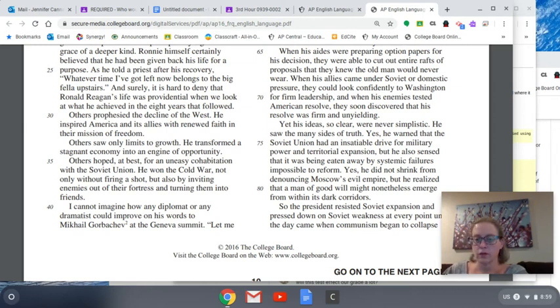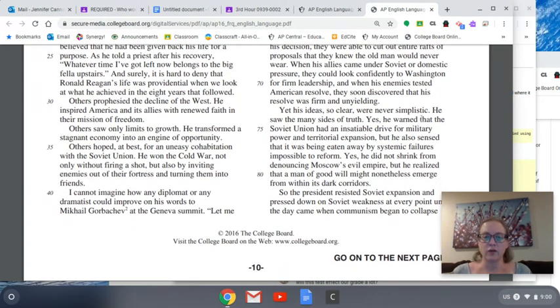Drive for military power and territorial expansion. But he also sensed that it was being eaten away by systematic failures impossible to reform.